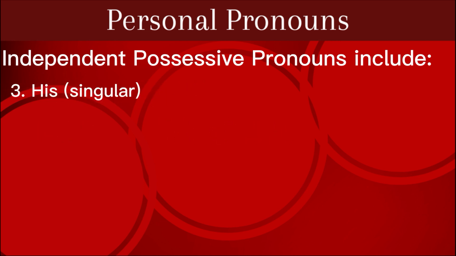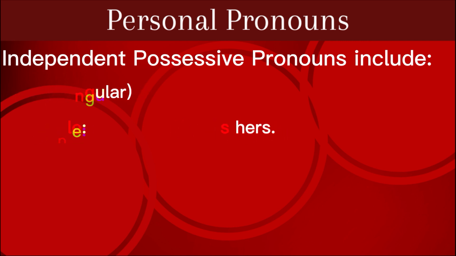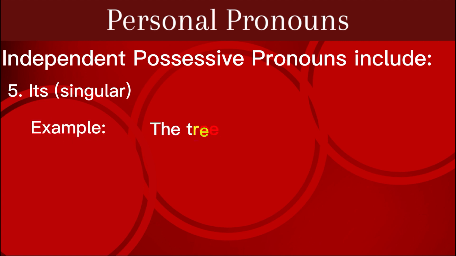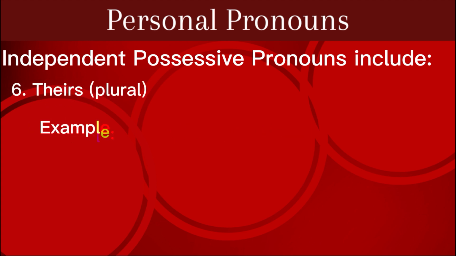His, singular. Example: the wallet is his. Her, singular. Example: the ring is hers. Its, singular. Example: the tree lost its leaves. Theirs, plural. Example: the toys are theirs.